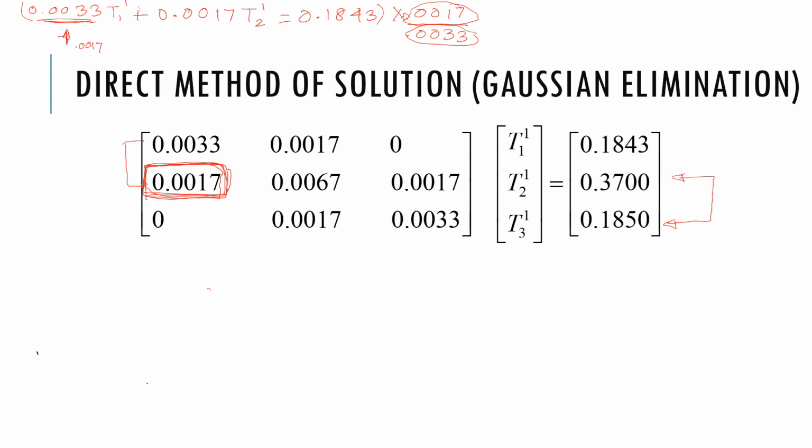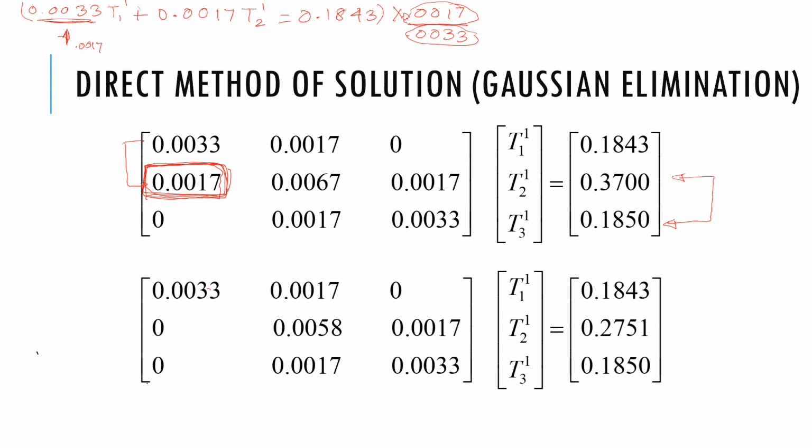Okay, so it's going to look something like this. So now what did we do? I eliminated this term. So I eliminated T1. That's why we have a 0. And so now we have two equations with two unknowns. And then we kind of repeat the process.